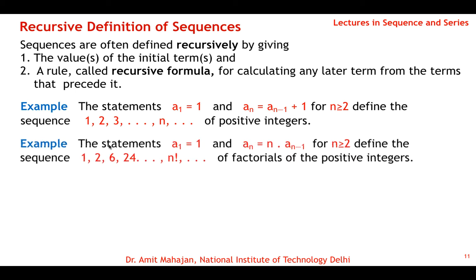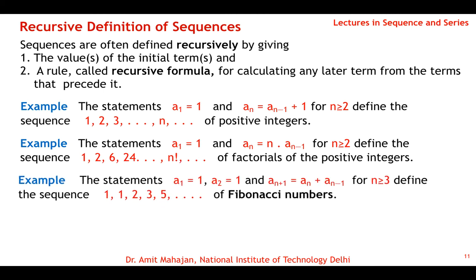Similarly, say for example a1 is 1 and an is n times a(n minus 1) for n greater than or equal to 2. Again it's a recursive definition. With n equal to 2, we get a2 is 2 times a1, so a1 is known, and we get a2 as 2. Then n equal to 3, we get a3 is 3 times a2, a2 is calculated as 2, so 3 times 2 is 6, so we get the third element, and so on. What we get is 1, 2, 6, 24, and so on, the factorials of positive integers.